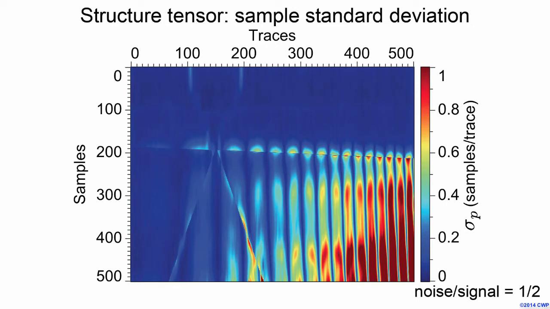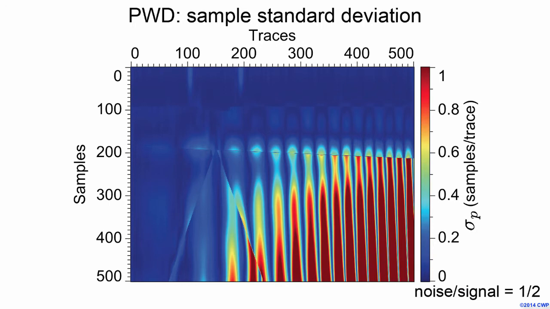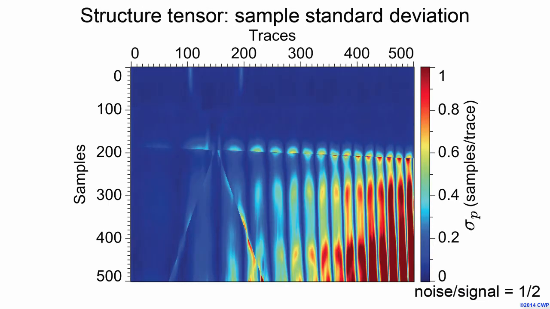And here's for the structure tensor method. And if I flip back to the plane wave destruction filter and the structure tensor method, you'll notice that for every sample in the image, we're seeing higher standard deviations for the plane wave destruction filter than for the structure tensor method. And this tells us that we're not seeing just one very high erroneous value that's causing the error for the entire image to be higher in the plane wave destruction filter than for the structure tensor method.